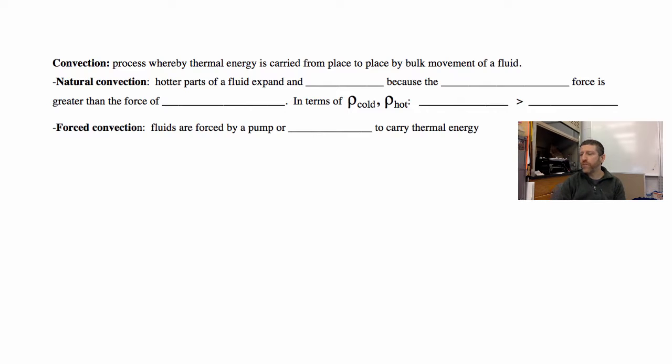Natural convection is because hotter parts of a fluid, like we did in this demo, expand and rise because of the blank force. What force is making that rise? The buoyant force. The buoyant force is greater than the force of gravity.